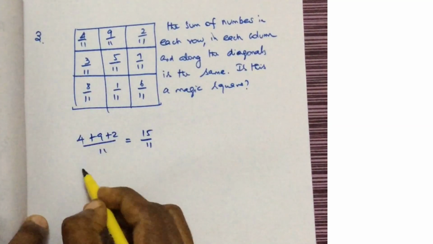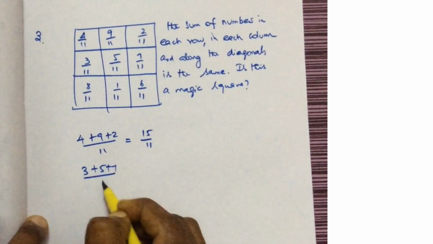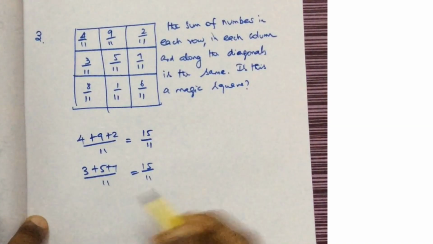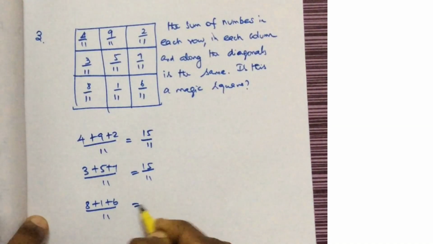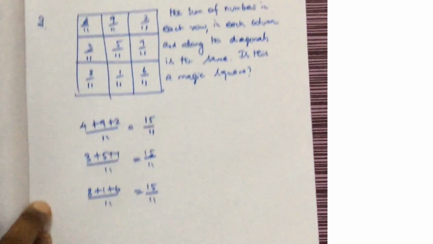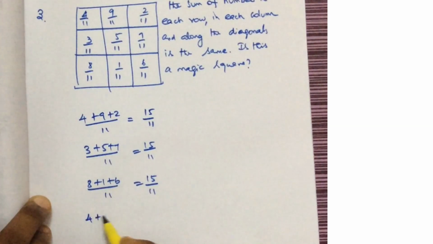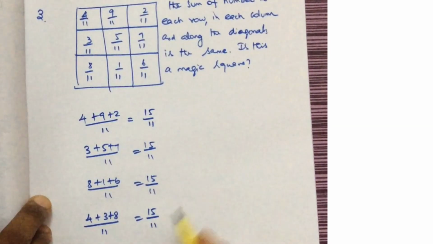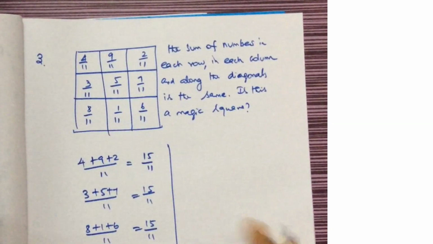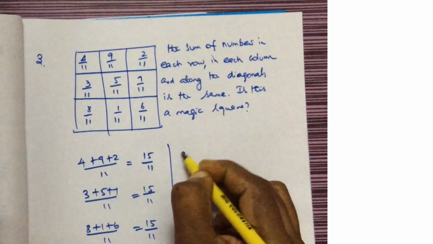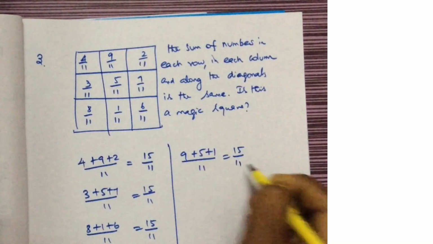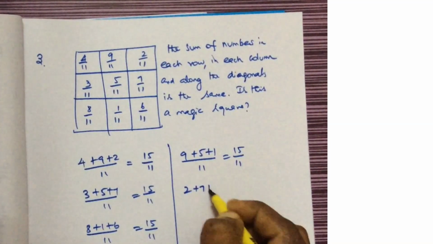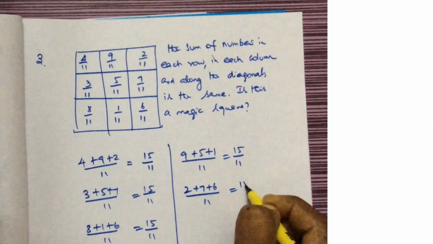Now the second row, 3 plus 5 plus 7 by 11, that is 15 by 11. Third row, 8 plus 1 plus 6 by 11, that is 15 by 11. Now we come column wise, 4 plus 3 plus 8 by 11, 15 by 11. Okay. Now second column, 9 plus 5 plus 1, that is equal to 15 by 11. 2 plus 7 plus 6 by 11, that is 15 by 11.